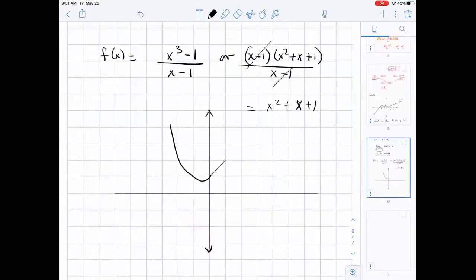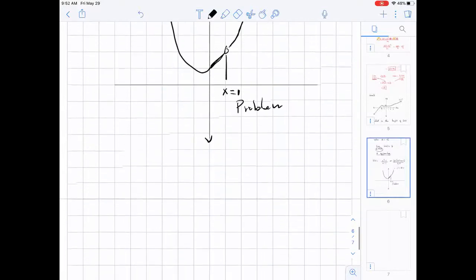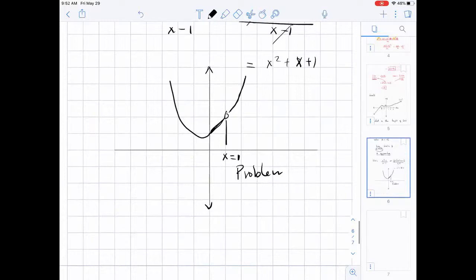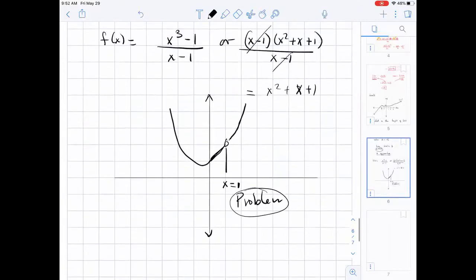It is a parabola, but there is a hole there. And the reason why there is a hole is that at x equal 1, there is a problem. Why is this a problem? Anyone? The denominator becomes 0 and we cannot divide by 0, so the function is undefined. So there's a hole in the graph.